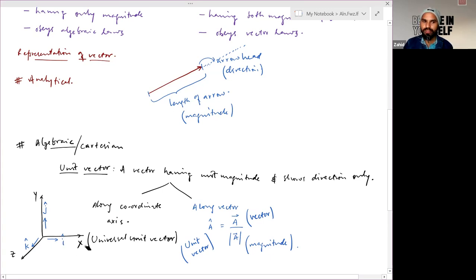So to define direction along the x-axis, it is represented by i cap. Similarly, along the y-axis, it is j cap. And to define direction along the z-axis, it is represented by k cap. So this unit vector is also termed universal unit vector, or unit vector to define direction along respective coordinate axes. There is another unit vector to define the direction of the vector itself, or we can say along the vector. It will be the vector divided by its magnitude.